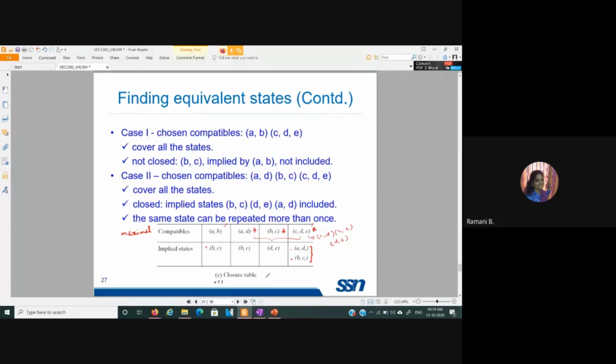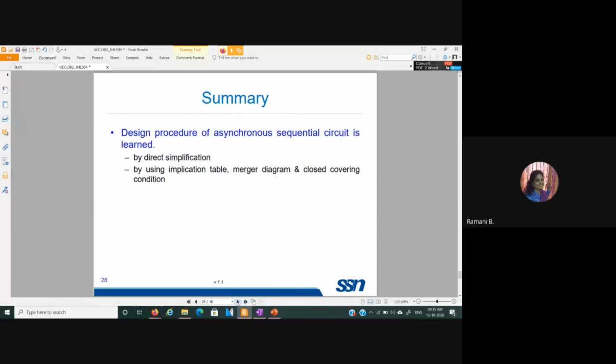Whenever you have an implied state for the compatible pairs, you have to check that the implied state also gets covered if you are choosing that compatible pair. Otherwise, you cannot include any other combinations. Do you understand? Yes, ma'am. Okay. So that is about the closed covering condition.